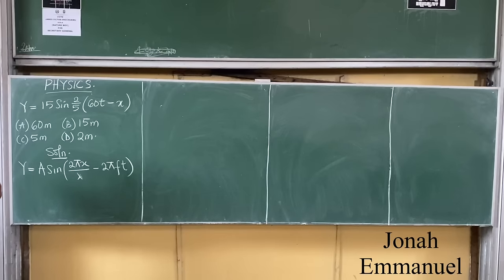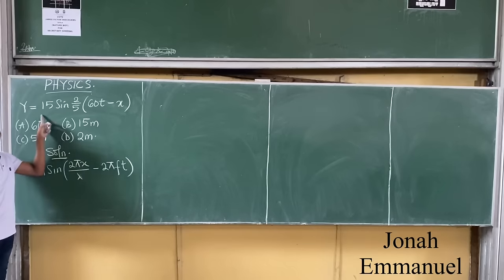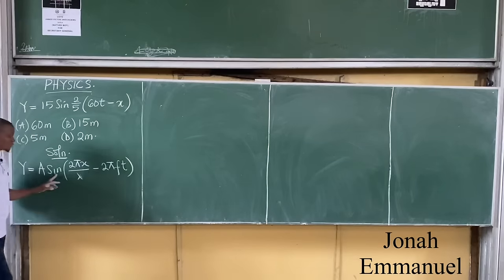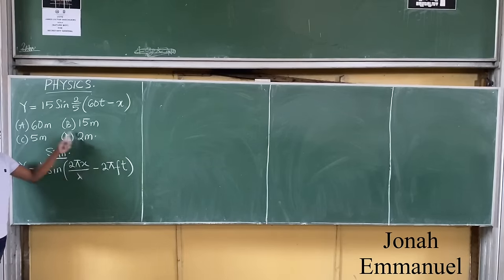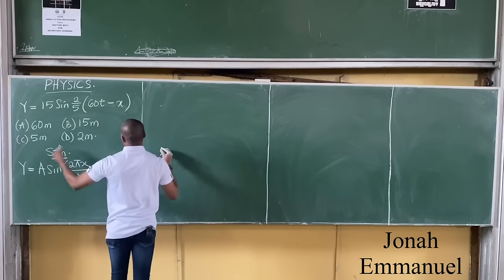Now, observe the difference in this question. In the base form, it was A bracket something, sine bracket something. But in this question, it's sine something first before the bracket. So what's your first task? Your first task is to expand the bracket.